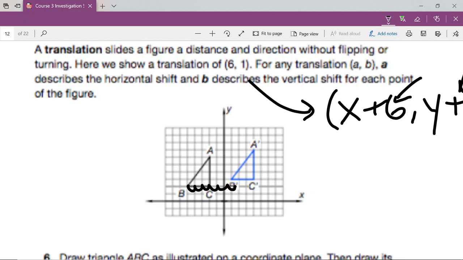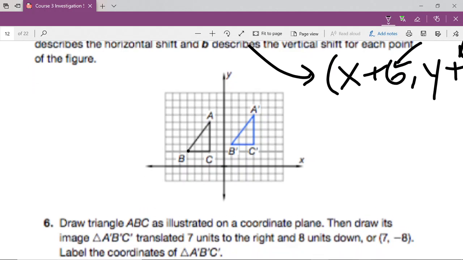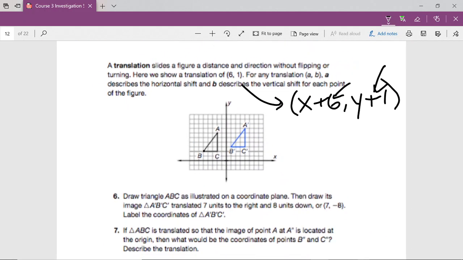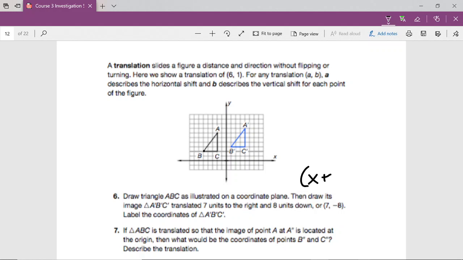Sorry, I missed a little bit there. And then up 1, we get to my B prime. So what we're going to do with 6 and 7, we're going to translate a little bit. Draw the triangle ABC as illustrated on a coordinate plane, then draw its image translated 7 units to the right, so x plus 7, and 8 units down. So we are going to do then y minus 8.